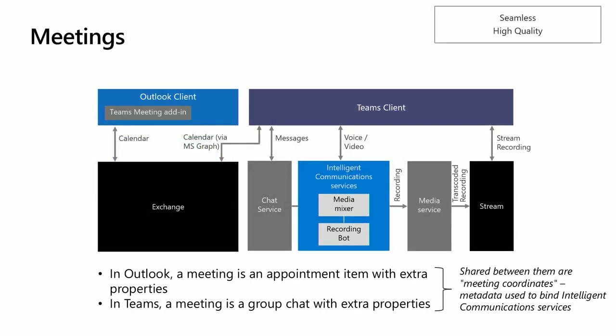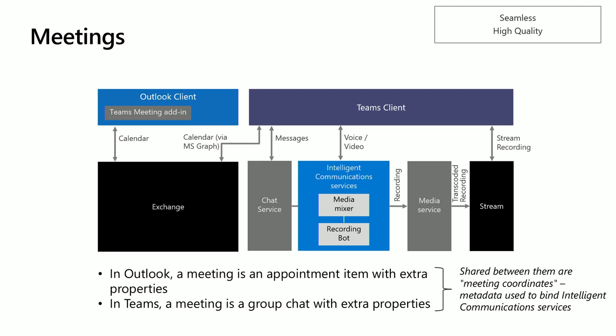So here's how meetings work. What's interesting is that in Outlook, a meeting is an appointment item with extra properties, and in Teams, a meeting is a group chat with extra properties. If you think about it that way, you can see how it works. You can think of them as meeting coordinates that are shared between them. That's the metadata we use to bind the intelligent communication services to them, and that's how we associate things like the phone number and the dial-in number and all that kind of good stuff.